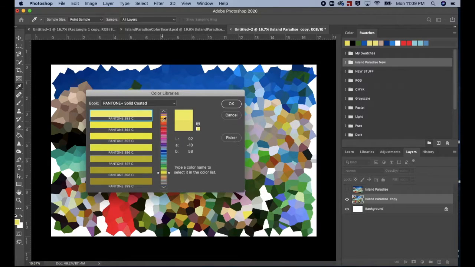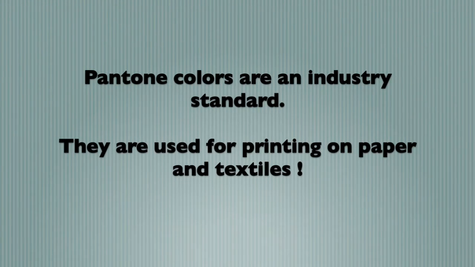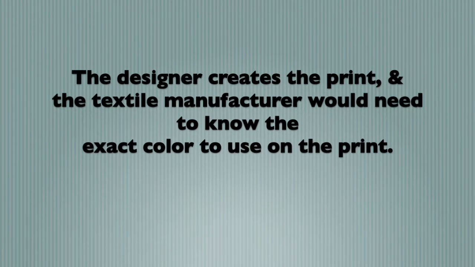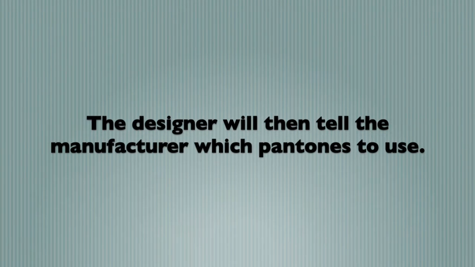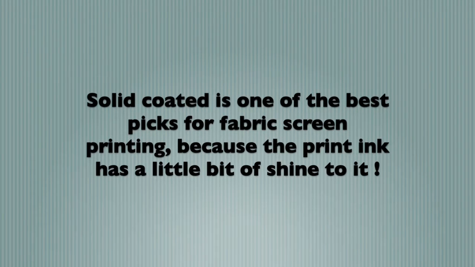Go to Color Libraries, and in the color libraries are Pantone colors. Pantone colors are an industry standard. They are used for printing on paper and textiles. The designer creates the print, and the textile manufacturer would need to know the exact color to use on the print. The designer will then tell the manufacturer which Pantones to use. Solid coated is one of the best picks for fabric screen printing because the print ink has a little bit of a shine to it.